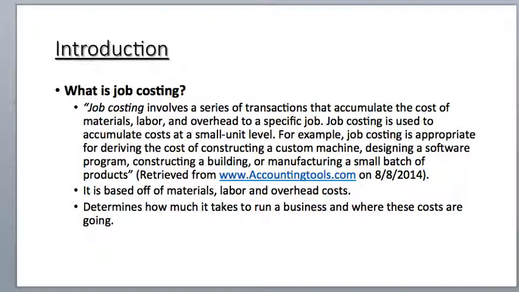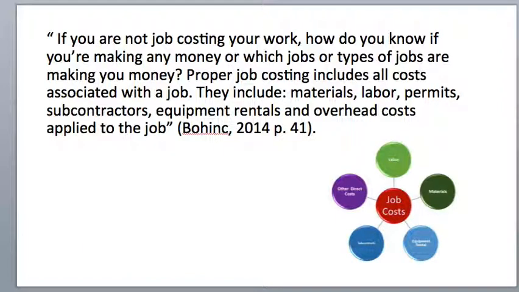Proper job costing includes all costs that are associated with the job. They include items such as materials, labor, permits, subcontractors, equipment rentals, and overhead costs that apply to the job. Job costing is literally breaking down each section of the department to get a better idea of where each is coming from and what funds are associated with it. If you are not job costing your work, how do you know if you're making any money, or which jobs or types of jobs are making you money?